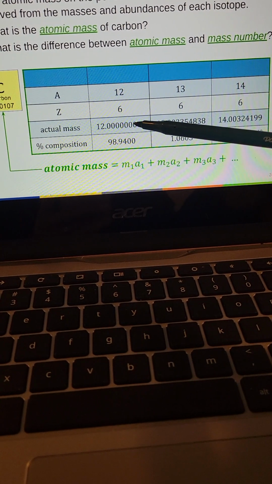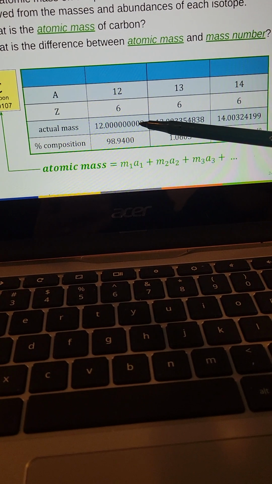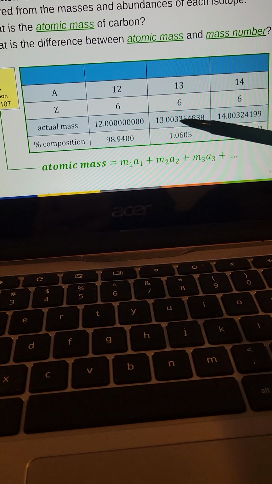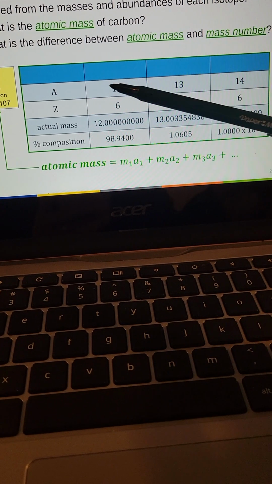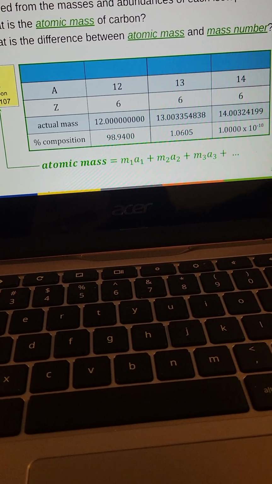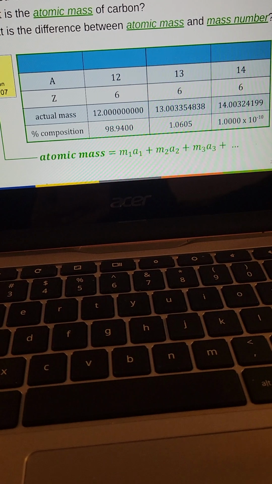The actual mass, because there are some electrons in there, even though almost all of the mass is the protons and neutrons, the actual mass is these long decimal answers. Last year we used just the whole numbers when we did these calculations. Now for ACE you have to use the actual mass, which is going to be these long decimals.